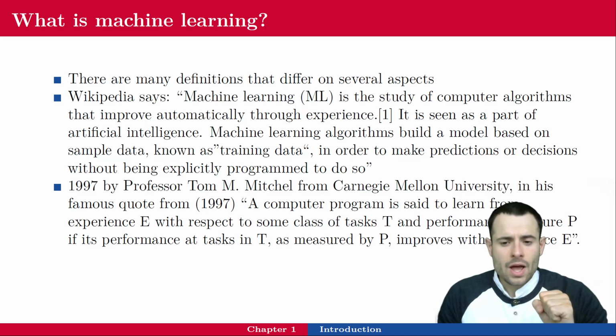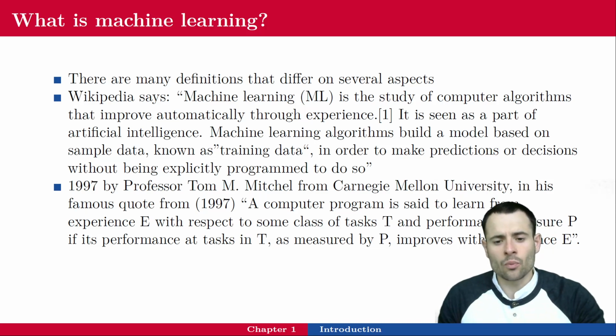So, machine learning is this idea, or this process, of a computer program improving its performance, so improving its measure P, in a specific task as experience increases, as E increases, as we repeat this thing over and over again.